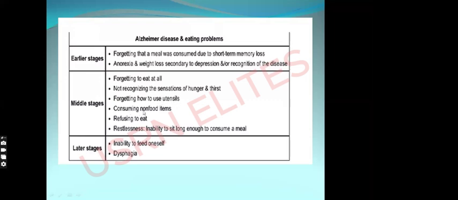Then consuming non-food items. They can eat anything, can chew foam, paper, everything that they get. They sometimes refuse to eat. They have restlessness, inability to sit for long to consume a meal. They become like children. Inability to feed oneself. For the later stage, everything worsens when it comes to feeding. So for this one, you will have to feed them completely. They have swallowing issues too, so they even have a risk of aspiration.